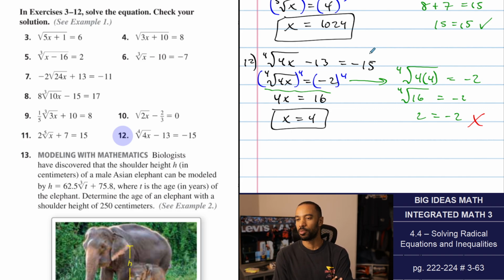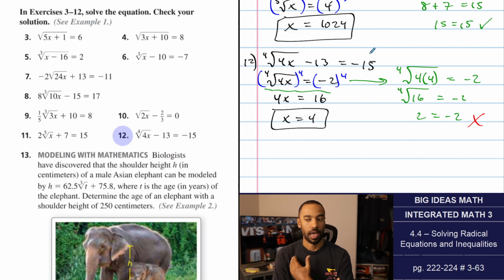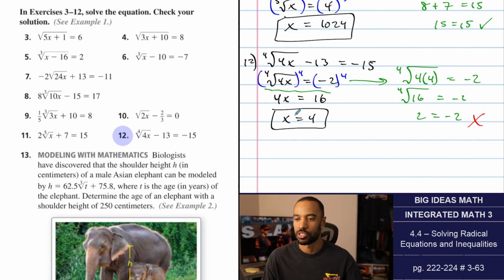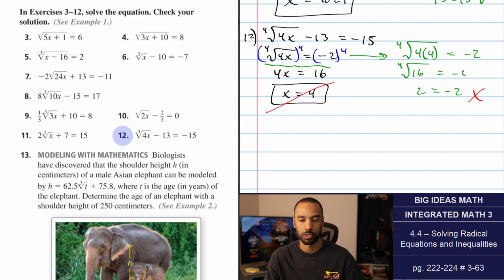Something went wrong. I'm not saying we messed up. I'm saying that this solution doesn't seem to apply here. X equals 4 doesn't work. Is there something else that should work? Unfortunately not. That was the only possible solution. We checked it. It was extraneous. Therefore, there's no real solution to this thing.